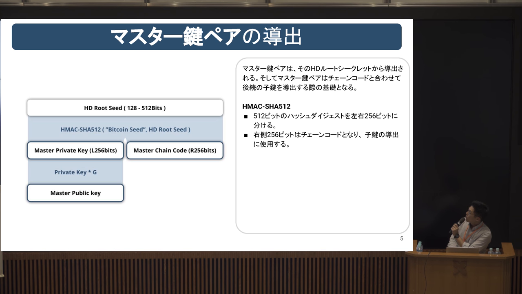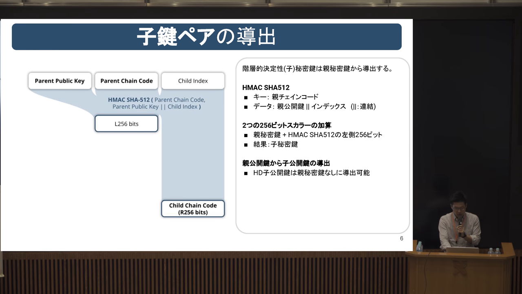Okay, so then we want to derive children from these master keys. And so this scheme applies to every generation of child derivation subsequently. So we start out with the parent public key, the parent chain code, which was right here, the right 256 bits, and the child index, which we saw one step before that.